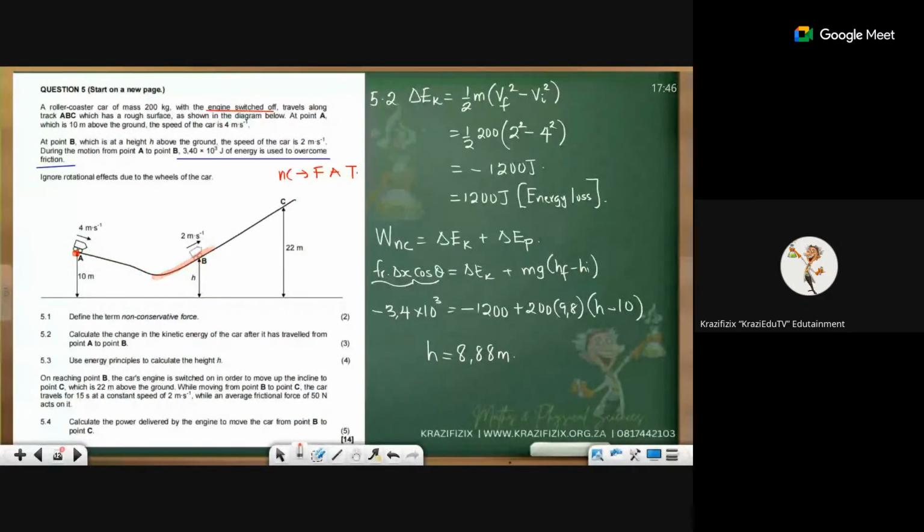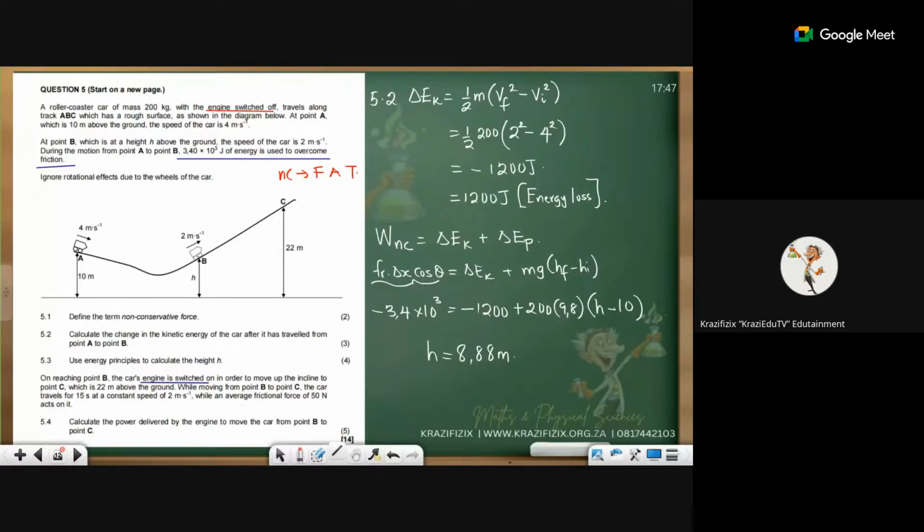Okay. On reaching point B, the car's engine is switched on. Applied force. So you have to read those words now. Remember, I underlined engine switched off. So now it's the force of the engine. Now there's applied force, because the engine is now working, driving the whole car in order to move up. Otherwise, it's not going to move up beyond a particular point, to point C, which is 22 meters above the ground.